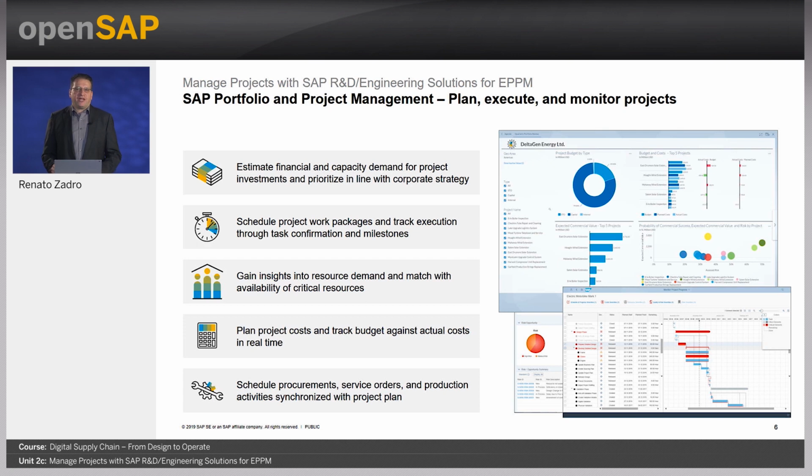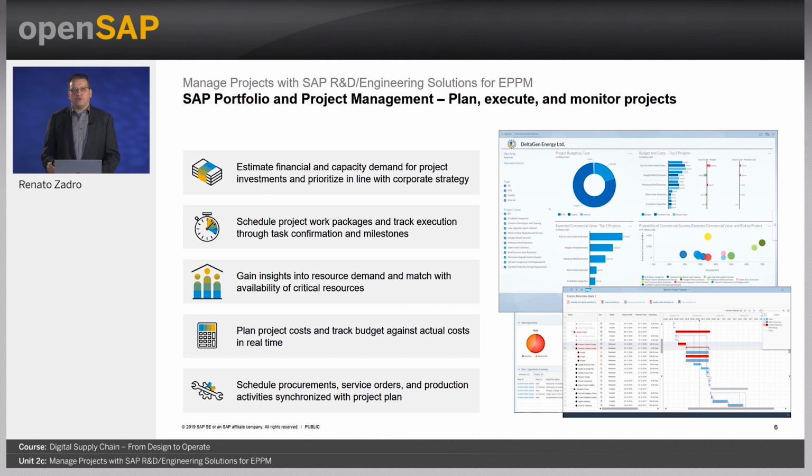After successful identification of a promising idea, it's now time to prepare a business case. Here the portfolio and project management solution comes into play. This solution will help you to collect all necessary information for an investment decision and get this approved by the project stakeholders. As an example, you can estimate financial and capacity demands. You can rank project proposals against each other based on scoring methods and questionnaires, and it helps you to plan and approve budgets for your projects.